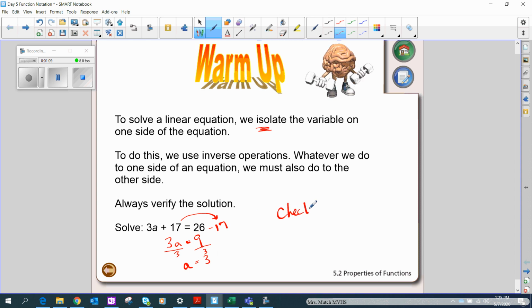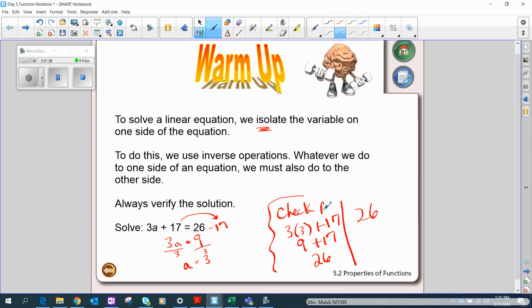And then something that you could always do, if you have a little bit of extra time, is try this out and see if it works out. So 9 plus 17 would equal 26. And that's what it was. It's called a left side, right side verification. So we know it's true.